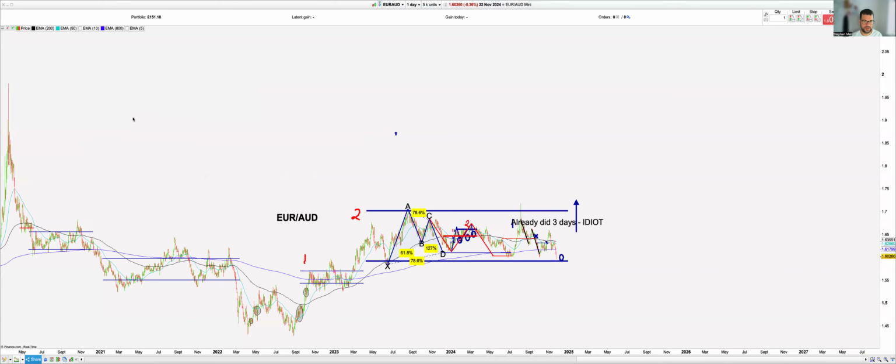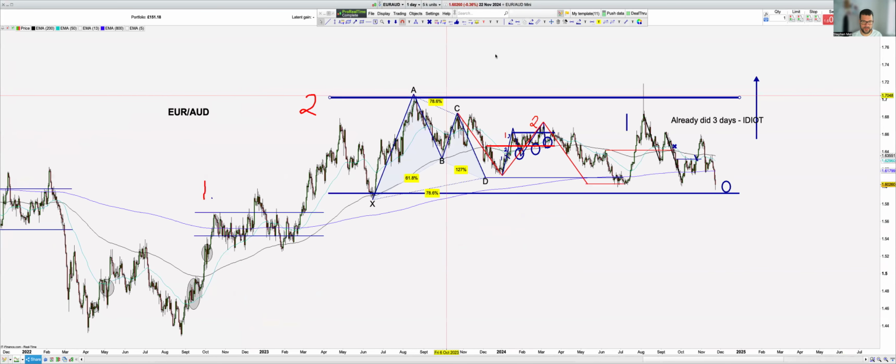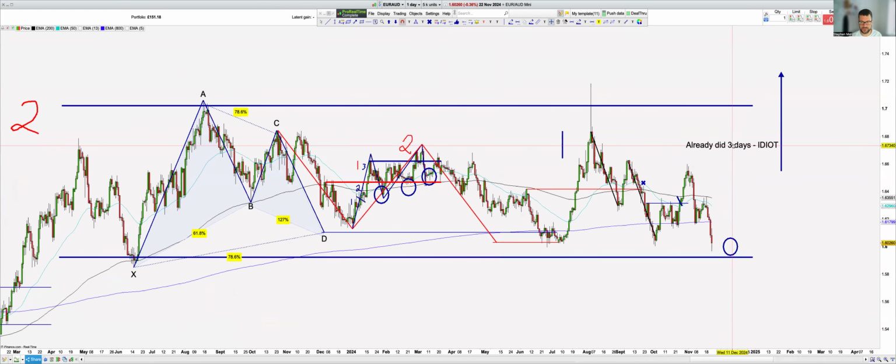Moving on, EURAUD, having issues. Yeah, that's the message to self.